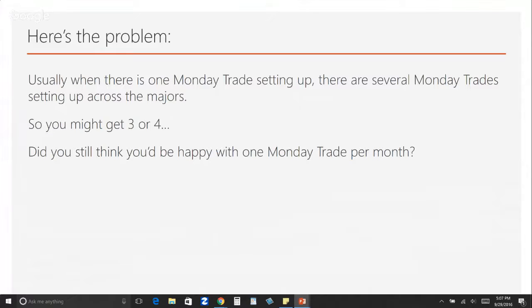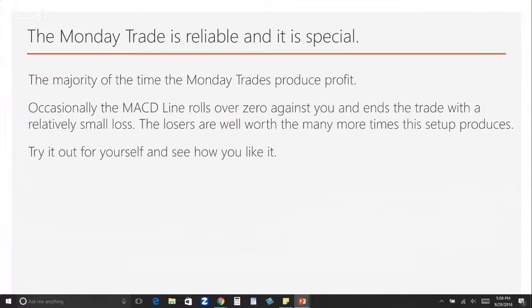Usually when there's one Monday trade setting up, there are several Monday trades setting up across the majors. So you might even get 3 or 4 all in the same week, all on the same Monday or the same Tuesday. Now, do you still think you're going to be happy with just one per month? The majority of the time, Monday trades produce a profit. But occasionally, the MACD line is going to roll over zero against you, and it will end that trade with a relatively small loss. The losers are well worth the many more times that this setup produces a winner. So you have to try it out for yourself and see what you like, but think about that before you take 4 of them all on the same Monday.